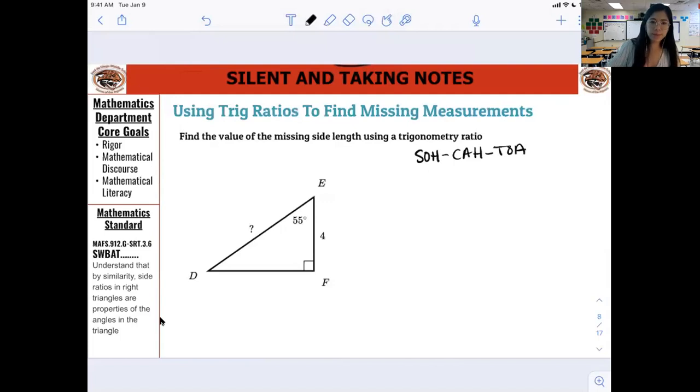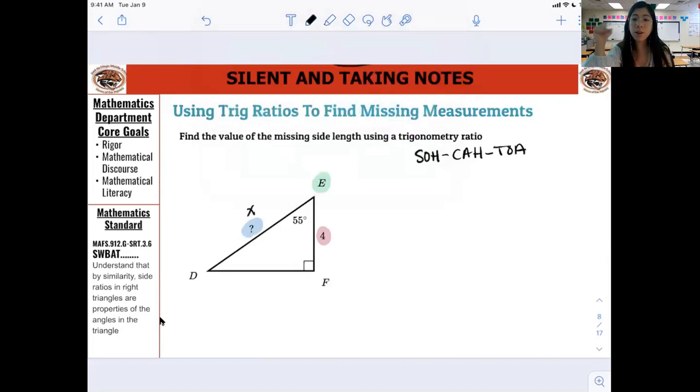Okay. Which function is going to be the best? Sine, cosine, or tangent? Maybe tangent. Okay. Well, I have a number over here. I have an unknown over there. And I have angle E. Which function is going to be using the 4 and the question mark, or the unknown? Let's call it X.